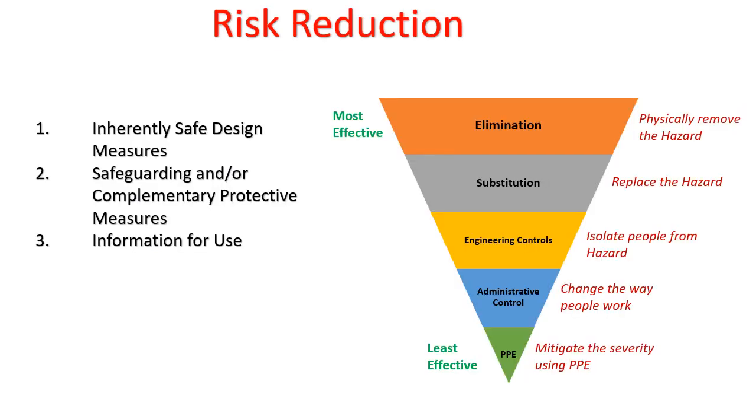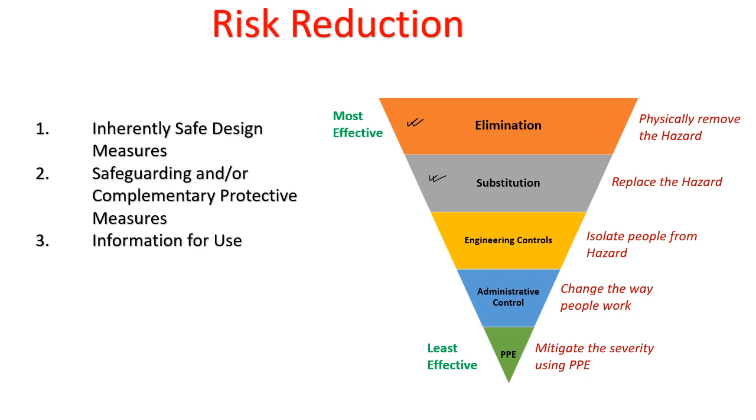So this is the risk reduction pyramid, and this model is taken from ISO 13859. When you are reducing the risk, the first thing you need to keep in mind is whether we can eliminate the risk. Is it possible to eliminate the risk? If yes, the first action should be taken to eliminate the risk. Second, is it possible to substitute it with something else? Then we need to substitute that.